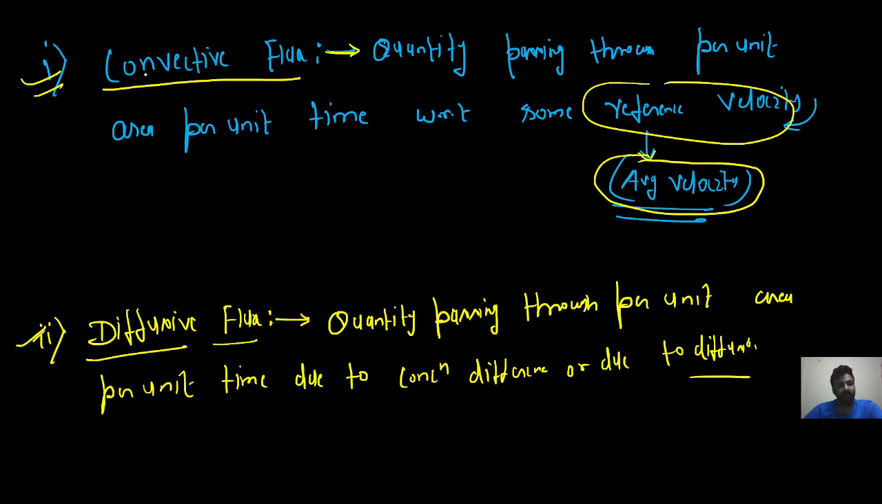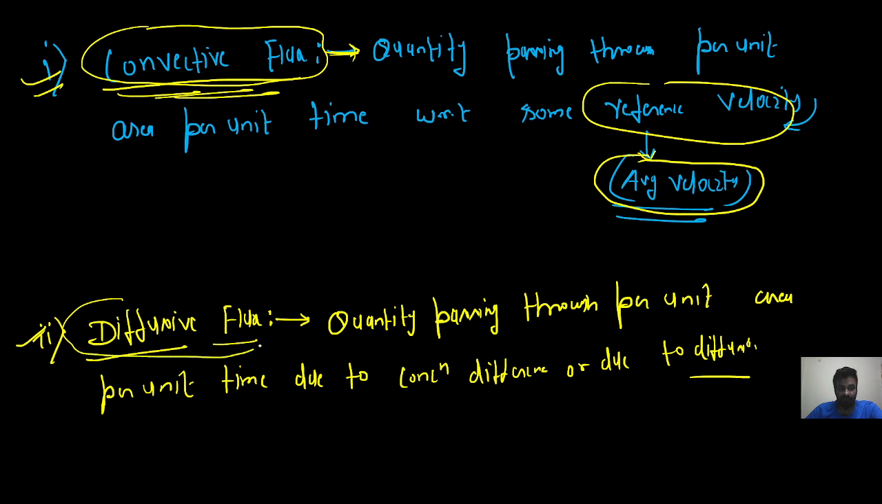Here the molecules will be transferring due to this convective flux. There will be a bulk motion of the molecules throughout the system. But in case of diffusive flux, there is no bulk motion. Molecules will be transferring due to the concentration difference, just like what is happening here. Try to understand how I can explain these things.